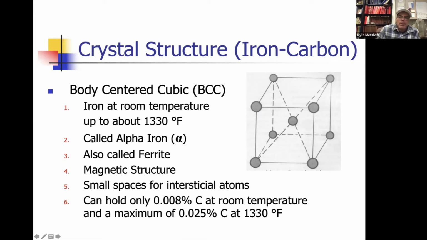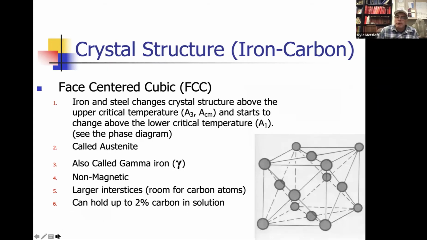But at room temperature up to 1333, we get this structure called body center cubic. We also call it alpha iron, and we call it ferrite. A lot of different names for it, okay? It's magnetic, and again, it has the small little spaces for carbon atoms. So that'll be important later on here.